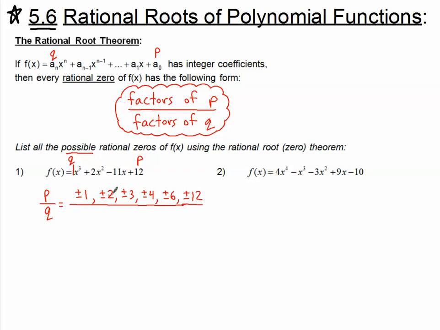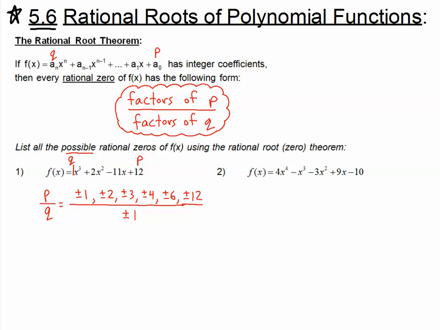These are all of the factors of our constant. These are all of the factors of p. And luckily, we're only dividing by the factors of 1, which are simply plus or minus 1. So we take all 12 of these numbers, remember there are 6 positives and 6 negatives, so all 12 of these factors, and we're dividing basically by 1. So it's really not going to change anything.